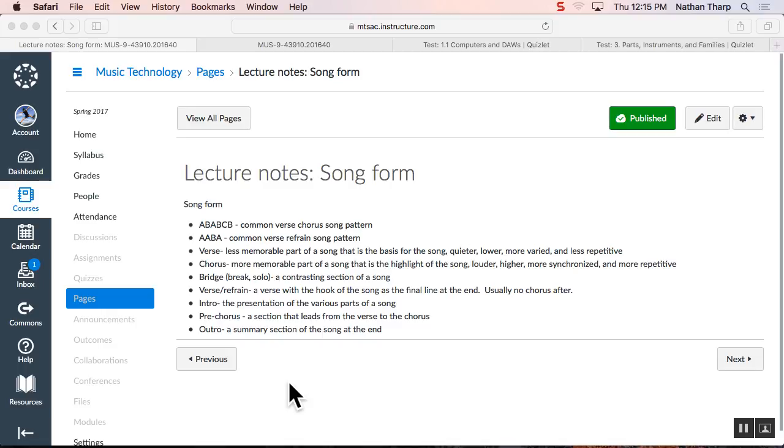Most listeners are not conscious of those pieces, right? But we are, because we're the musicians making the music. Okay? Does this sound weird to anybody? We're all pretty familiar with this, right?